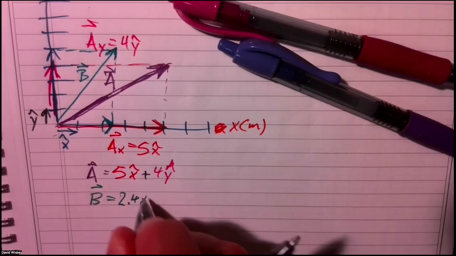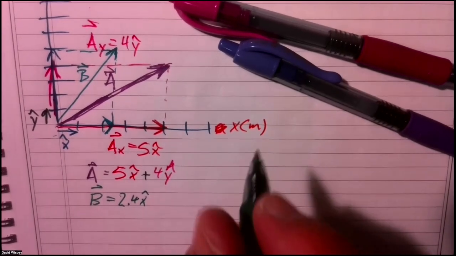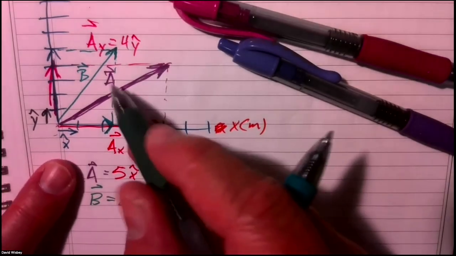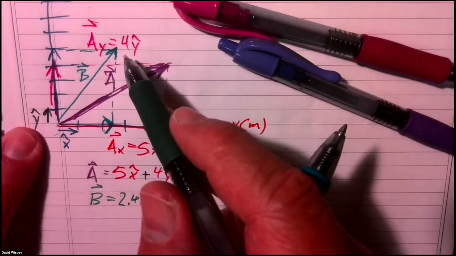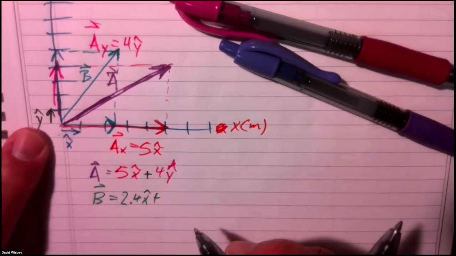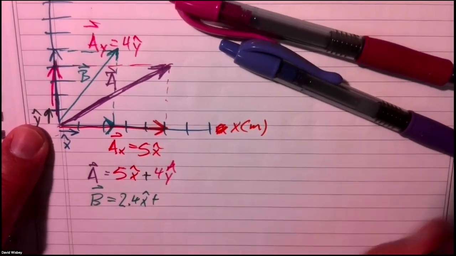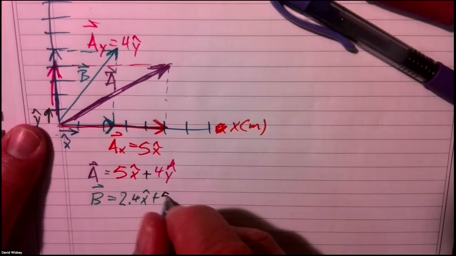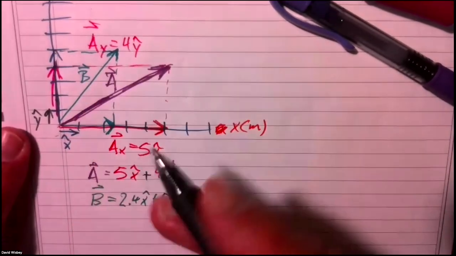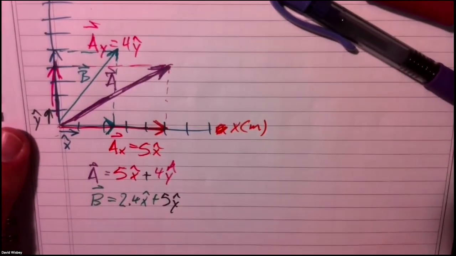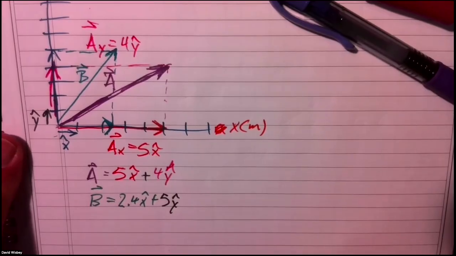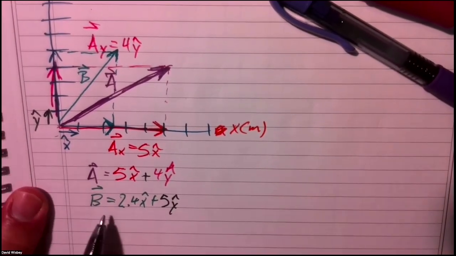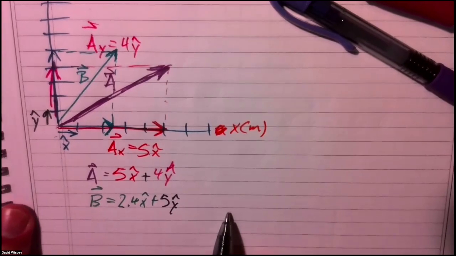How can I be so precise? It's because I'm a physicist. No, it looks like 2.4. I don't know. I'm trying to be serious because physics is very, very serious. 5 y hat. I mean, if it's all just serious all the time, that's no fun, is it? No, that's no fun.